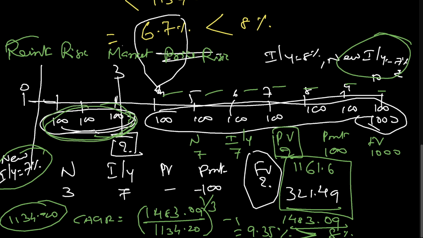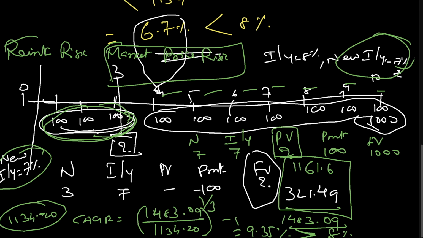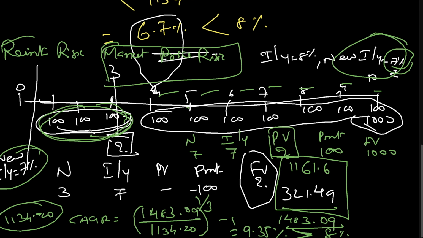However, market price risk is more powerful over here. How? Because when the interest rate is coming down to 7 percent, bond price goes up highly, because 7 years are pending, 7 years are pending. And so for 7 years, when you are finding the present value, the present value goes up highly, it goes to 1161.09.